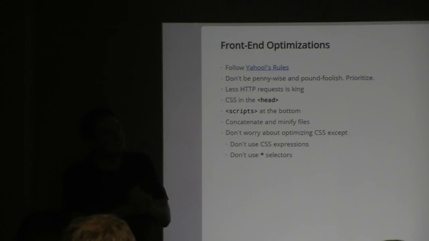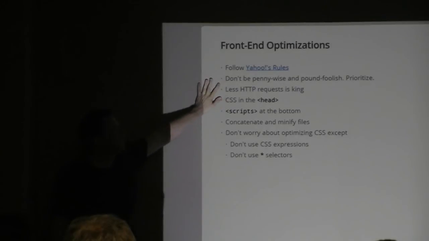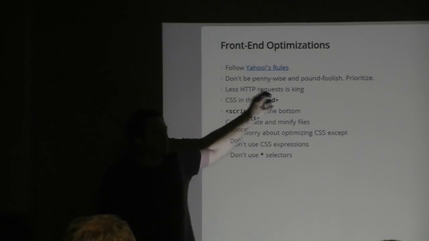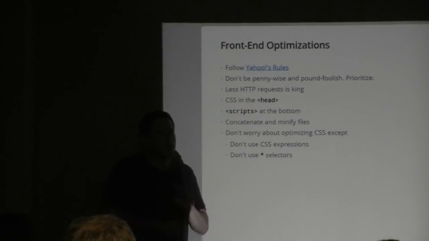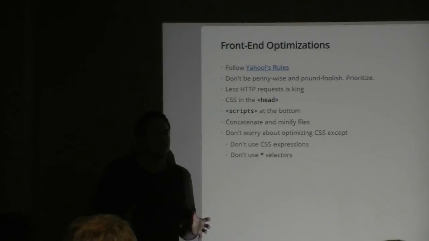The top rule is this phrase right here: don't be penny wise and pound foolish. Know where you're optimizing before you optimize. It's like the old Donald Knuth line, premature optimization is the root of all evil. Know what you're doing before you decide to refactor and optimize. Fewer HTTP requests is the number one thing anybody can do in making your page run faster. It's more important than anything else you can do, unless you have an infinite loop, right?